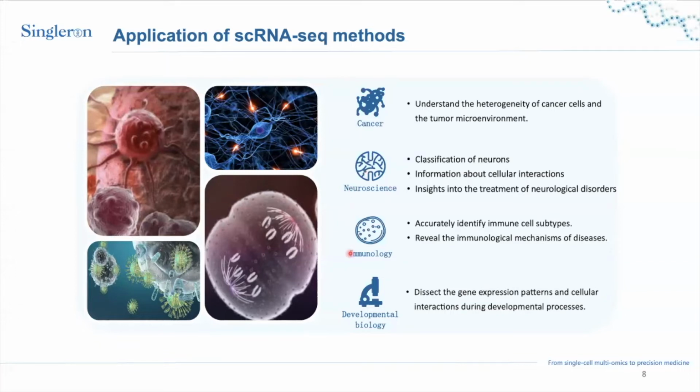The other important application field of single-cell RNA sequencing is immunology. For example, let's say 2 people get the same disease, they get the same treatment. But one of them responds, the other doesn't respond. The reason being that each individual is different and everyone has their own immune profile. And today it is possible to understand this on a patient-by-patient basis by single-cell RNA sequencing methods. By using that, we can accurately identify immune cell subtypes, and we can reveal the immunological mechanisms of diseases.